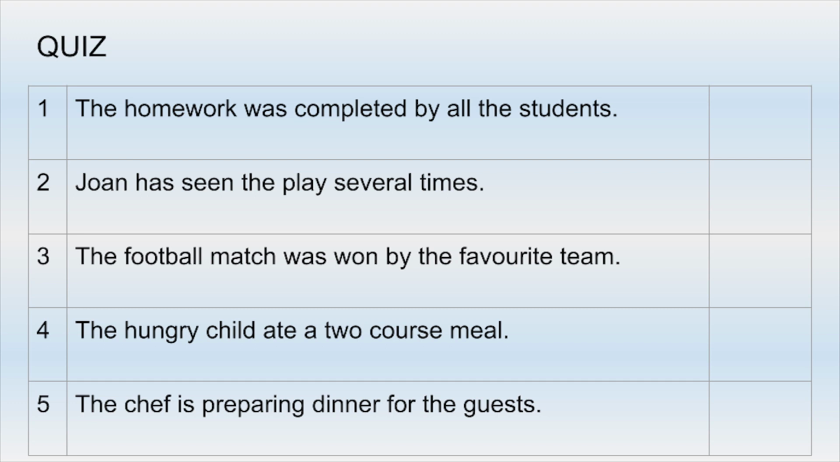Here we go. Number 1, the homework was completed by all the students. Number 2, Joan has seen the play several times. Number 3, the football match was won by the favorite team. Number 4, the hungry child ate a 2-course meal. And number 5, the chef is preparing dinner for the guests.